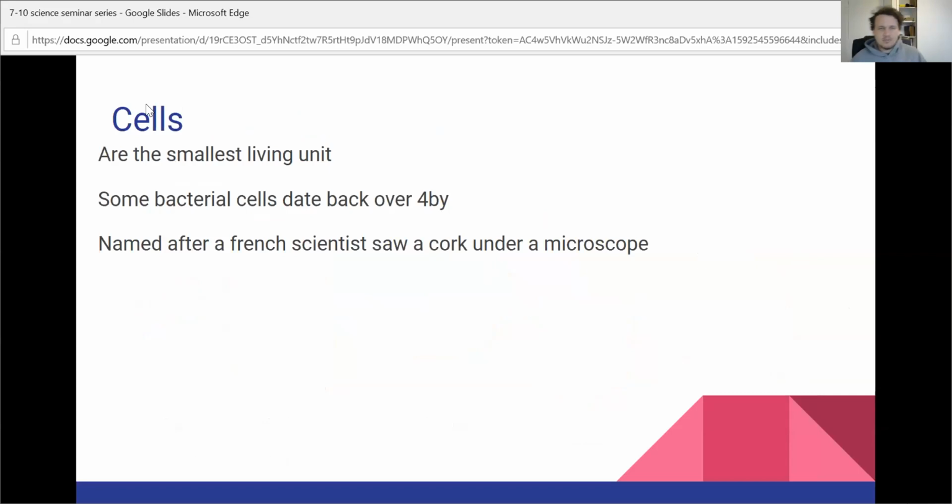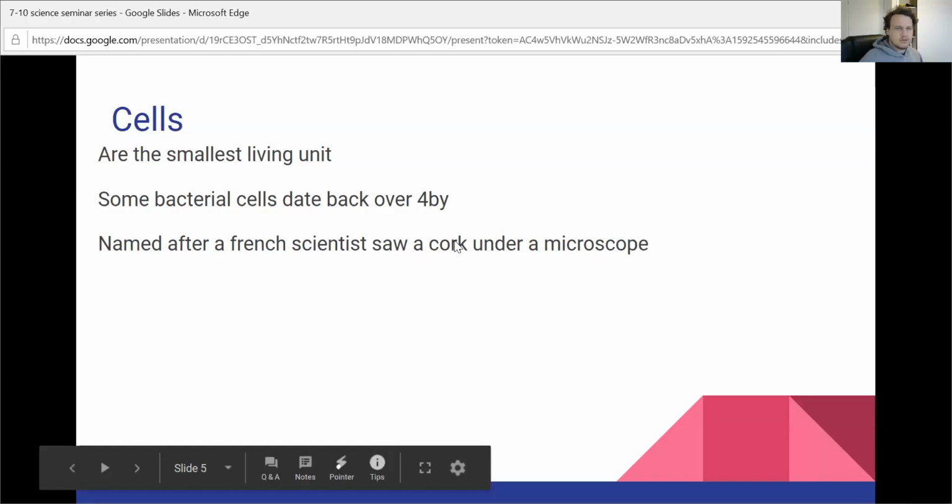So the cells, the basic living units of the organism. And they were named after what we saw in corks. I can't remember who it was. French guy. Not very helpful. French guy.